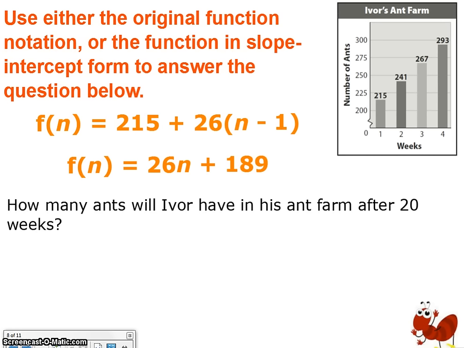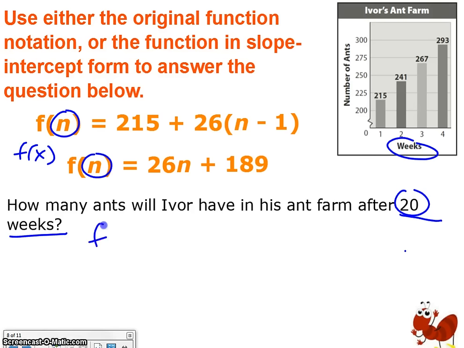Okay, so use either the original notation or the function in slope-intercept form to answer the following question. How many ants did Ivor have in his ant farm after 20 weeks? Well, first of all, let's determine what does 20 weeks represent. Where are my weeks at? It's the x value, which in this case, when I have f of x, we are representing the x as what? N. So can I take 20 and plug it in for n? Very good.